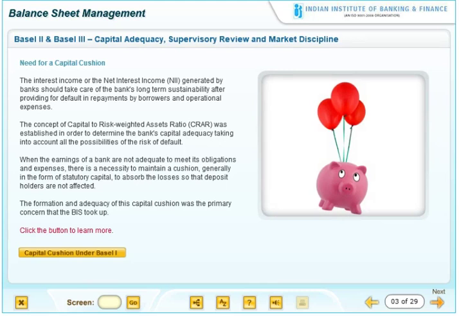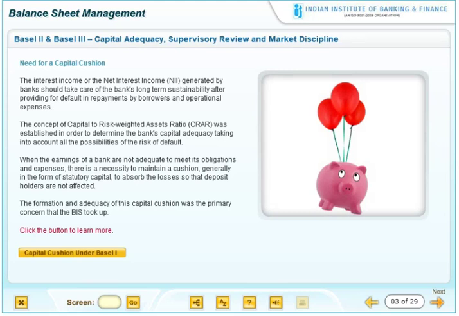The interest income or the net interest income (NII) generated by banks should take care of the bank's long-term sustainability after providing for default in repayments by borrowers and operational expenses. The concept of capital to risk-weighted assets ratio (CRAR) was established in order to determine the bank's capital adequacy, taking into account all the possibilities of the risk of default.